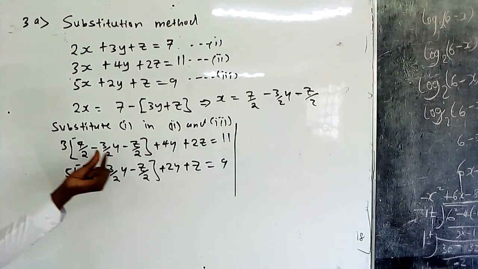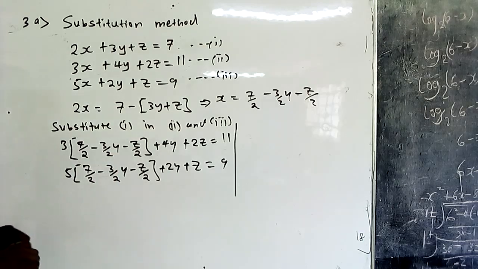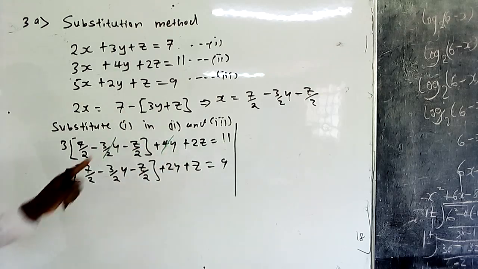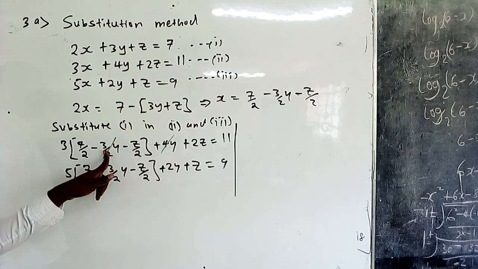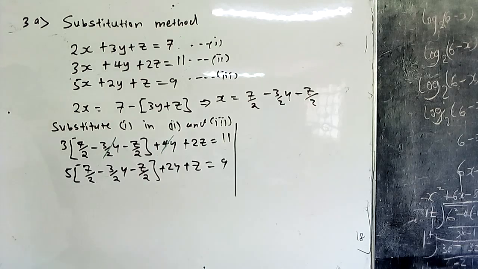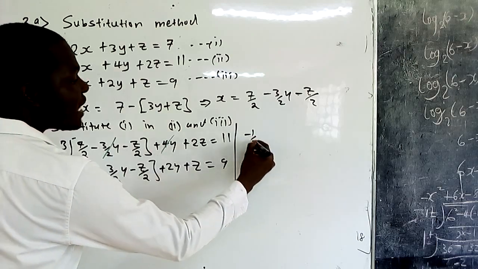Start with the y's. 3 times negative 3 over 2y, you have negative 9 over 2y, isn't it? So this is negative 9 over 2y plus 4y. What do you get to be the total y? Negative 9 over 2y plus 4y: you have negative 9 over 2 plus 4, so that is negative 9 over 2 plus 8 over 2. So you get negative 1 over 2. So when you simplify that, you get negative 1 over 2y.